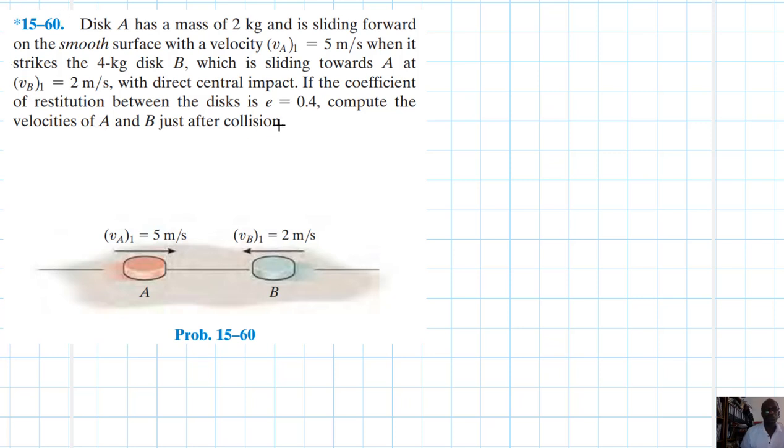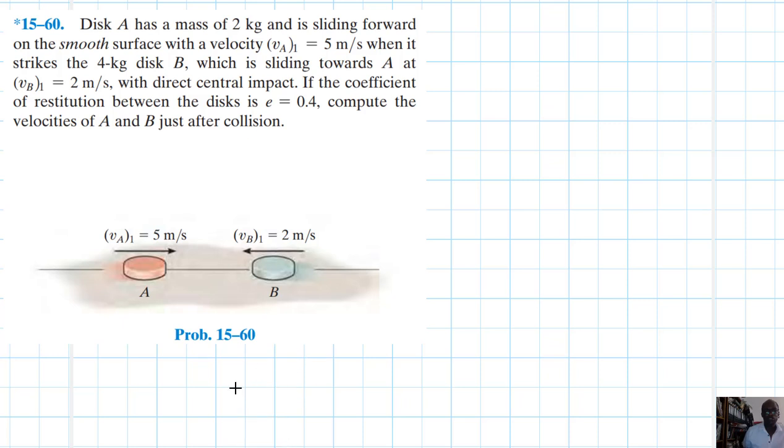So this problem is coming from Engineering Mechanics: Dynamics, 14th edition, by R.C. Hibbeler. So we are dealing with impact, and impact here occurs when two objects collide with each other over a very short period of time, causing relatively large impulsive forces that interact between the two bodies. Right, so what do we do here?